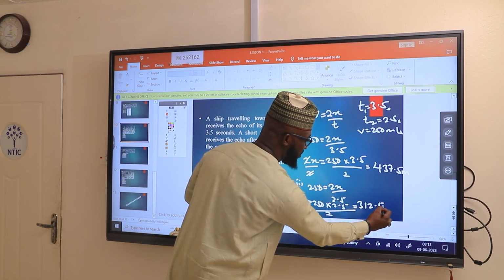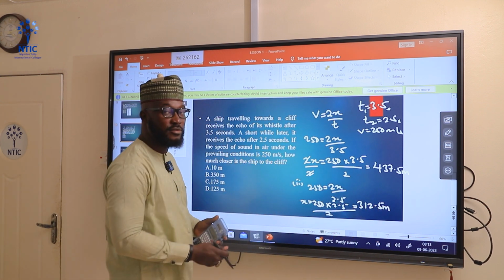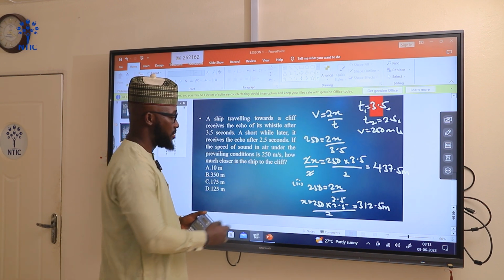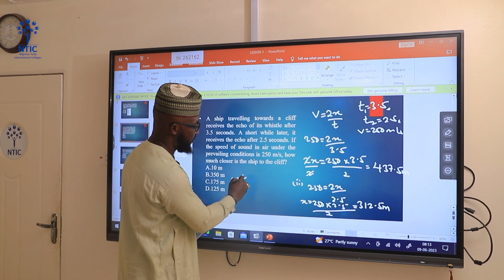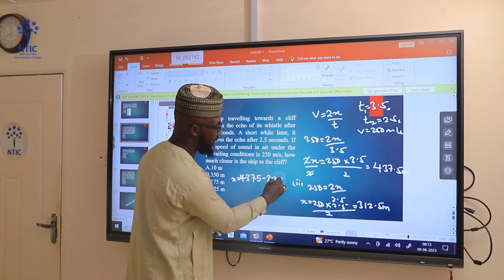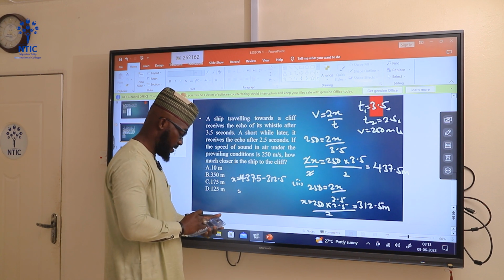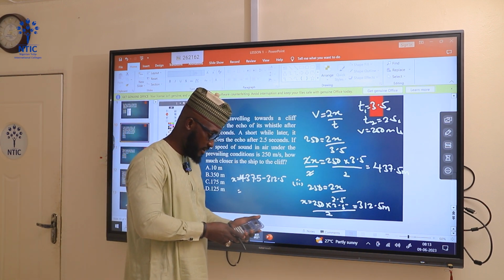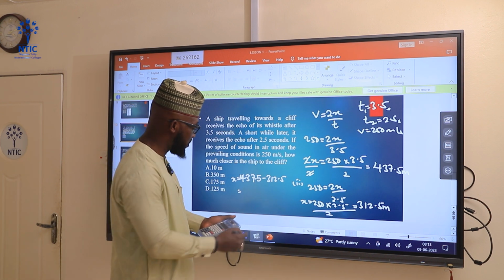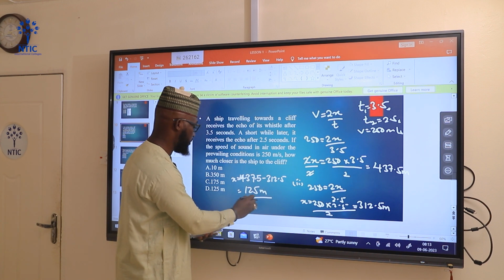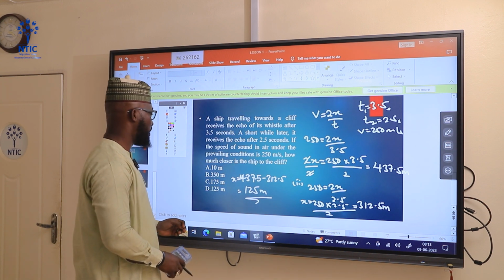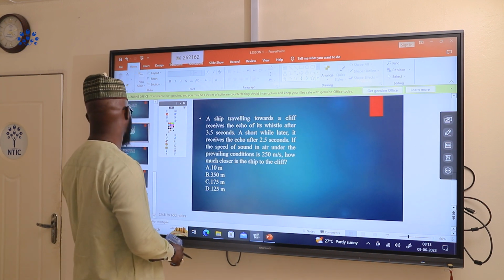Now, in order for you to get how much closer the ship is to the cliff, all you need to do is subtract the second value, that is for T2, from the first value, that of T1. So all we need to do here, we say x is equal to 437.5 minus 312.5. This will give us 125 meters. Do we have 125? We do. D is the correct answer. D is equal to 125. So, yes, let's move on to the next question.